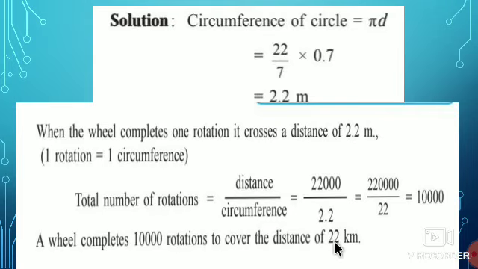Whenever such type of example is there, first find the circumference and then use this formula, distance upon circumference. Number of rotations is equal to distance upon circumference. Understood it?